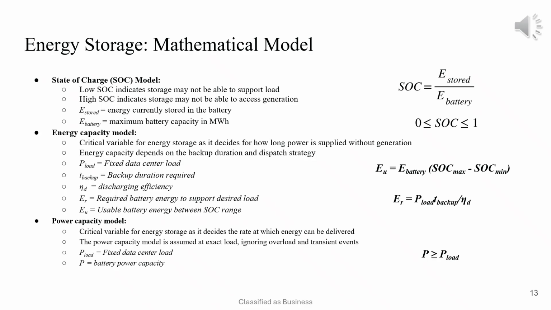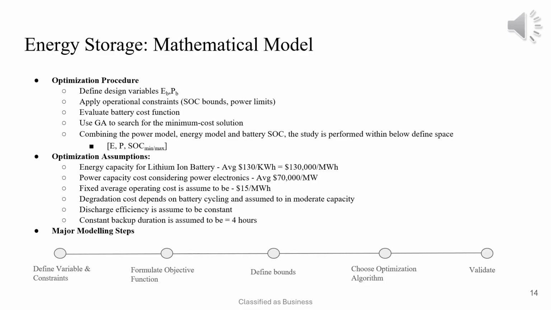The energy capacity model dictates how long the demand can be met without generation. This includes fixed data center load, required backup duration, and discharge efficiency. The defined power capacity model assumes a constant load requirement, ignoring transient or dynamic events. Building on the design variables and constraints previously defined, we evaluated the total battery cost and used a genetic algorithm to search the design space for the minimal cost solution.